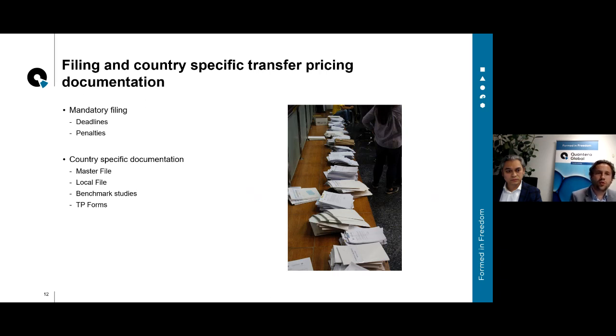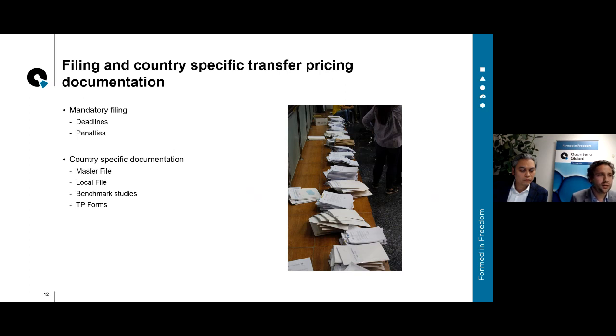But a lot of countries are moving towards proactive filing, and that also entails risks for the multinational as well, because if you don't file, you can already get penalties on that part as well. So it's really important to look into these filing requirements and obviously the deadlines. What is transfer pricing documentation? I won't bother you with that, but you have the master file, local file, benchmark studies, and TP forms. But all these documents can also be country specific. I think 90% believes that the master file is sufficient for each country, but that's not the case. So there are specific countries that require specific items to be included in the master file. So that's also something to consider when you're looking at your transfer pricing documentation package.